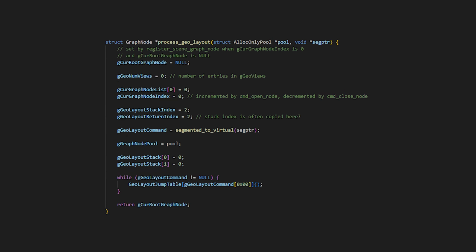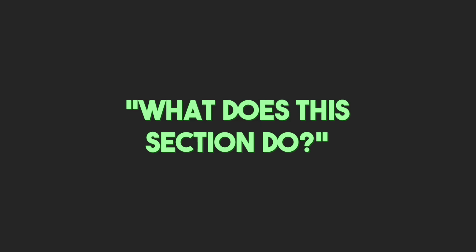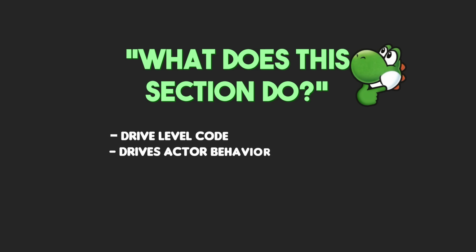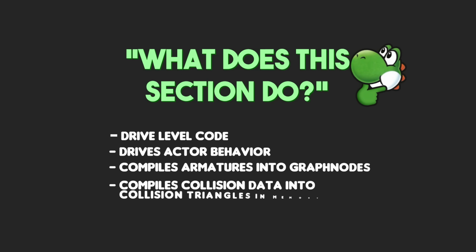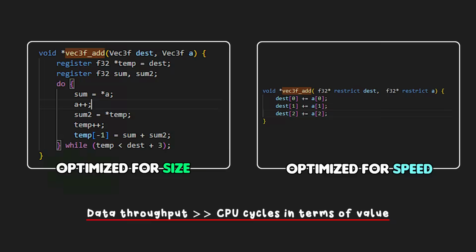Moving on to the next section, we have a much more significant memory saving, the engine segment. This section interprets level and actor scripts and compiles armatures and collision data from a compressed format stored in the ROM to a faster to process, uncompressed format in memory. The first obvious improvement here is to compile the code for size. The N64's memory is so slow actually that code compiled for size typically runs faster than code compiled for speed. I have never seen it not be that way.